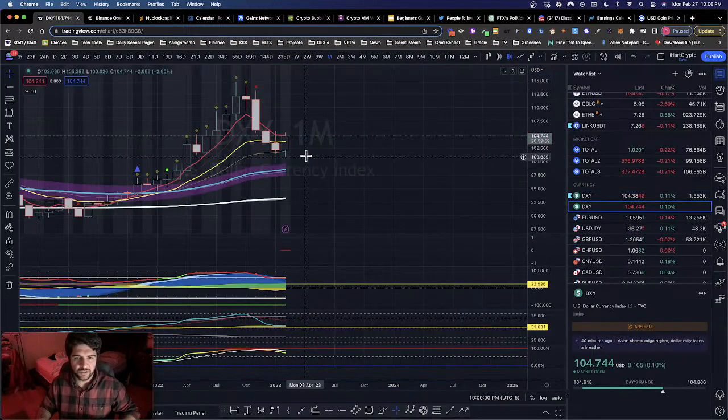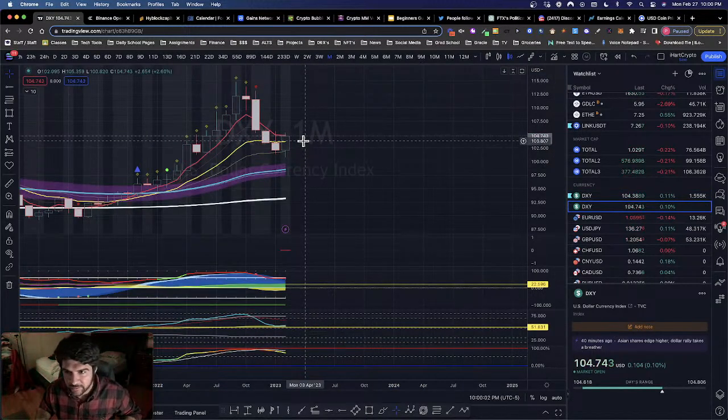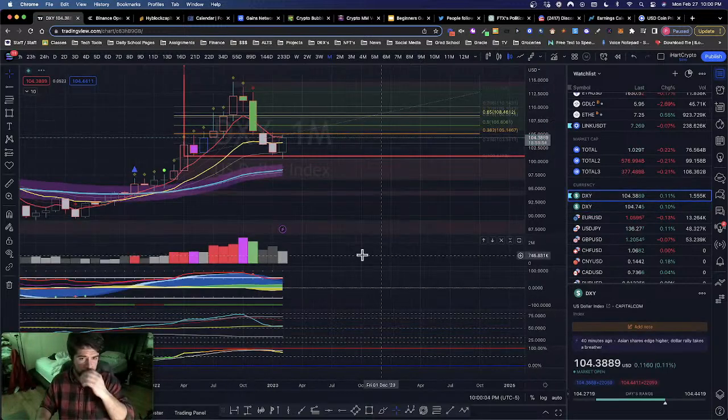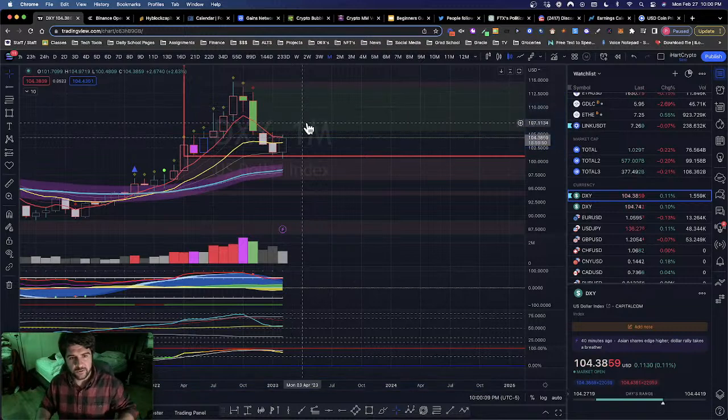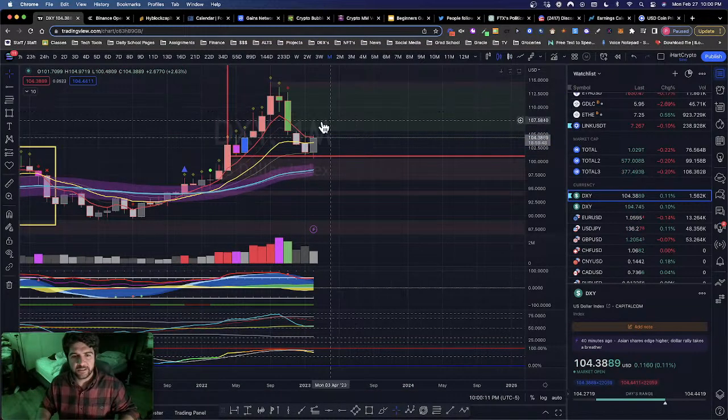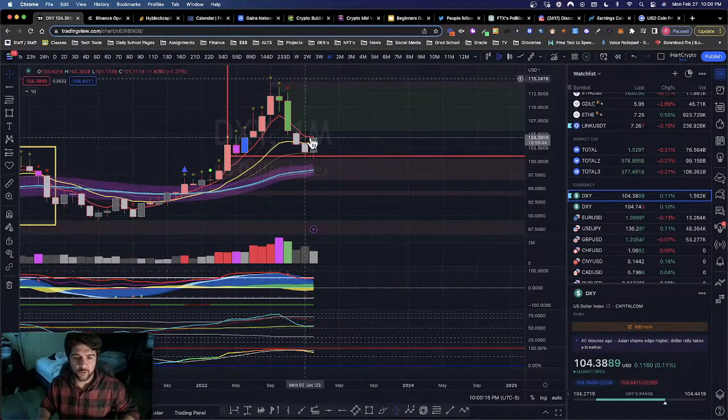Let's see if that changes on a different chart. 103.80 there. But in essence, you don't exactly need all that. What else you got here? That's the monthly. Let's go to the weekly.